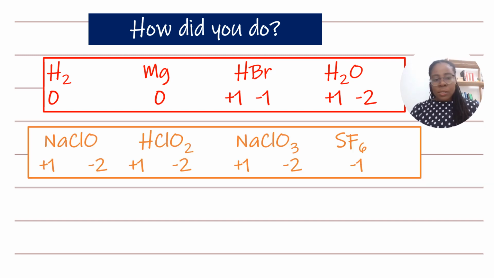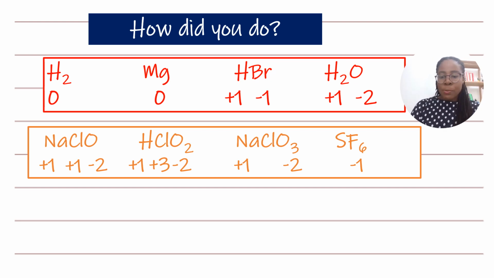For our next ones, slightly trickier. So sodium in group 1 would have an oxidation state of +1. Oxygen would have an oxidation state of -2, so that the total oxidation states add up to 0. The chlorine would have to be +1. In HClO2, again, hydrogen is +1. The oxygen is -2, but there are two of them, so contributing -4, which means that the chlorine must be +3.